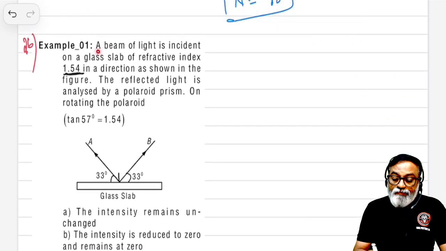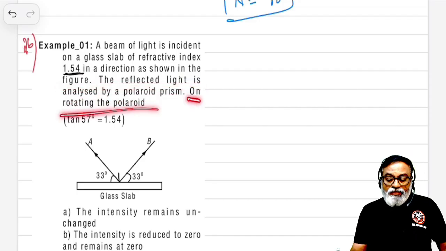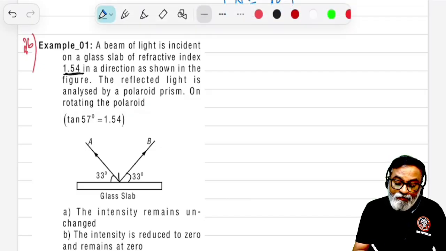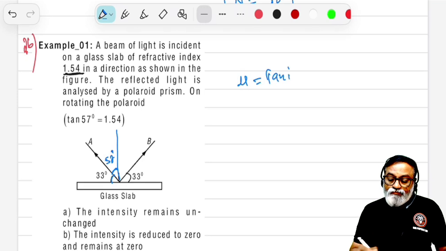Next, a beam of light is incident on a glass slab of refractive index 1.54 in a direction as shown in the figure. The reflected light is analyzed by a Polaroid prism on rotating the Polaroid. See here, this angle is 30, total 90. Therefore, this angle becomes 90 minus 33. This is 57 degrees.